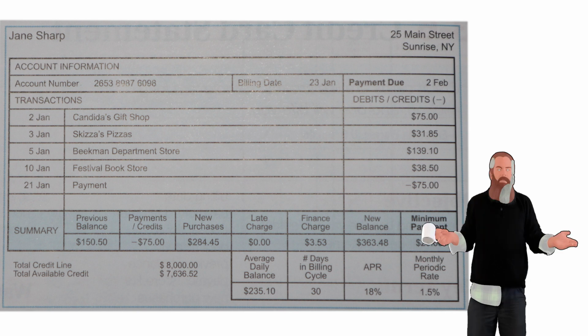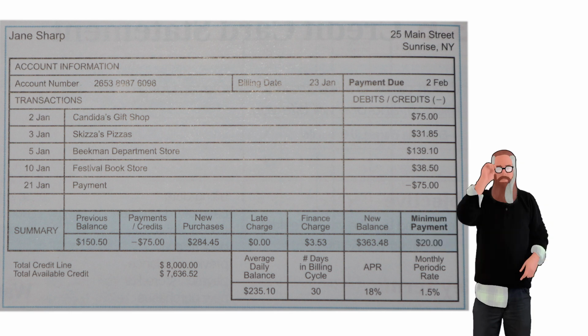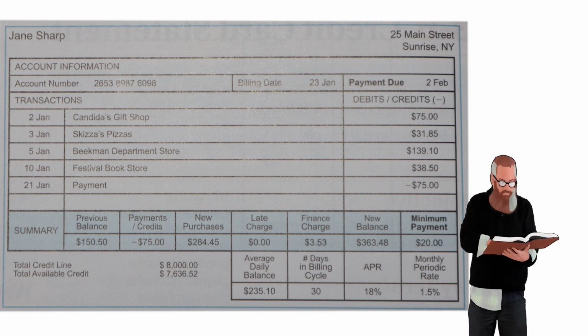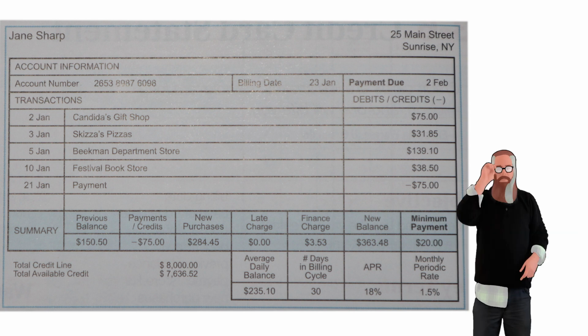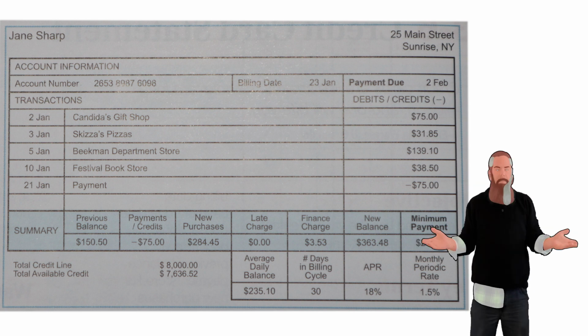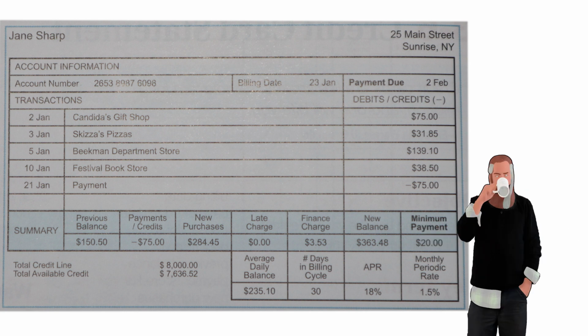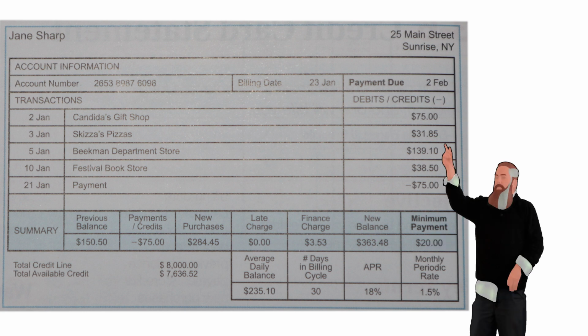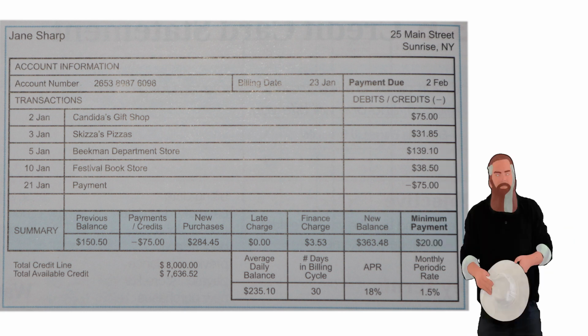Credits and debits. The debit is the amount charged to your account. The credit is a payment made to reduce your debt. Credits are identified by a negative sign or the amount in parentheses. A previous balance is any amount owed before the billing period. Payments and credits, that's the total amount received by the creditor. New purchases is the sum of purchases or debits on the current bill. A late charge is the penalty for late payment from a previous month.